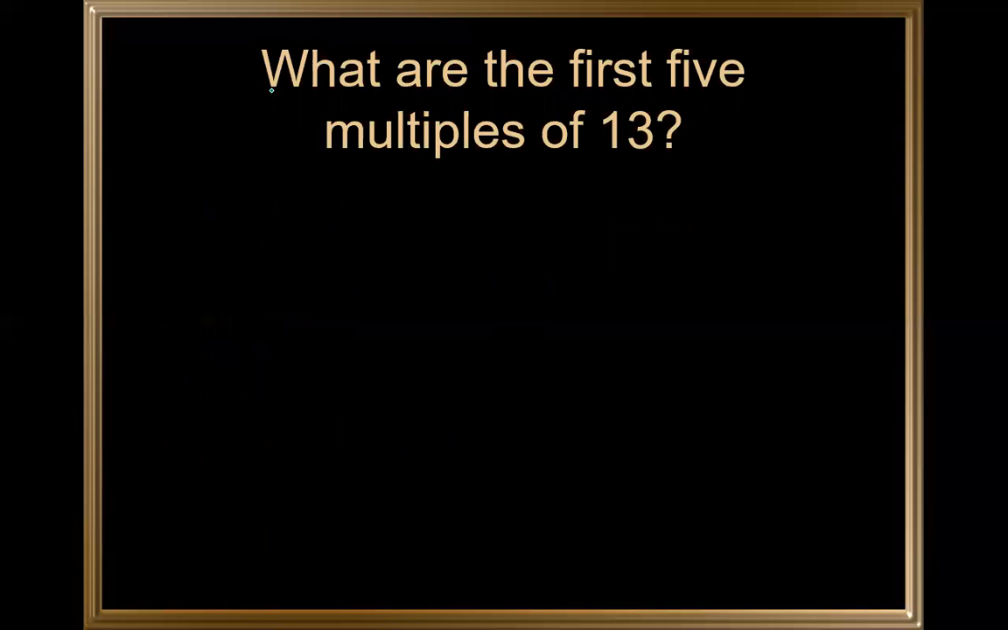In the same way, we have to find the first 5 multiples of 13. So here we are talking about the first 5 multiples. It means you have to write the table of 13 from 1 to 5. First 5 means 1 to 5. So we have to write the first 5 multiples of 13.